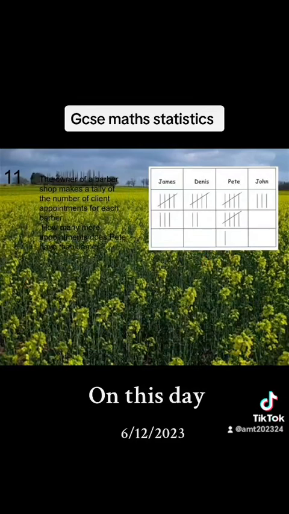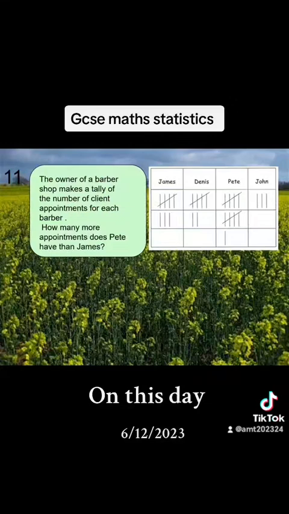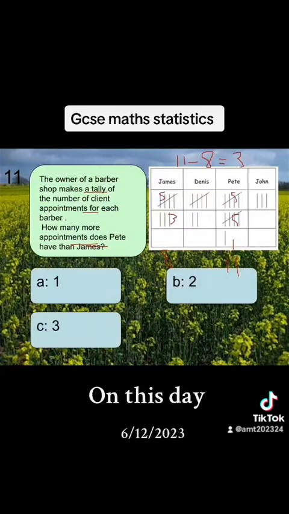Question number 11. Sorry, if it's not very clear here. The owner of a barber shop makes a tally of the number of client appointments for each barber. How many more appointments does Pete have than James? So Pete has 5, 5, and 1. So Pete has a total of 11. James has a total of 5, 6, 7, 8. So he has 3 more. Because I'll do 11 subtract 8. 11 take away 8 is equal to 3, guys. Is it A 1, B 2, C 3, D 4? So the answer is going to be option C.